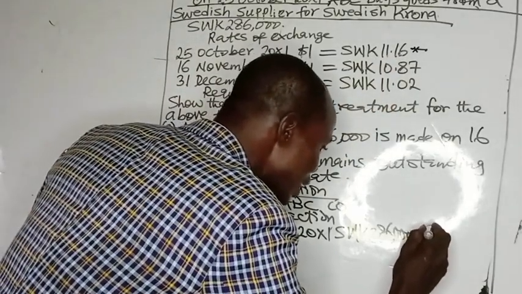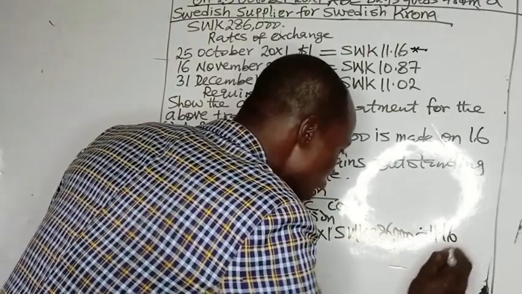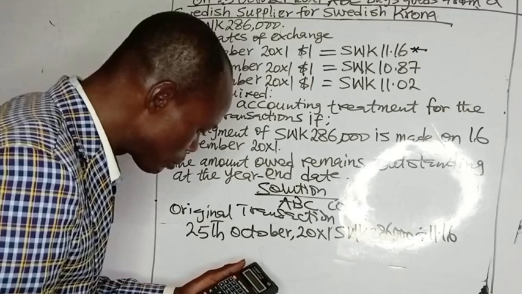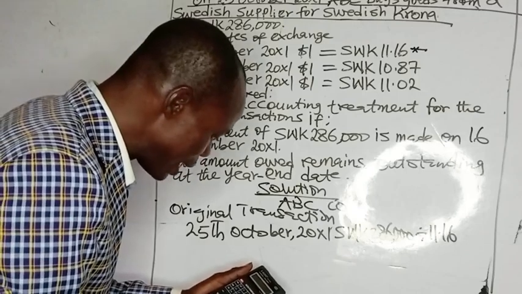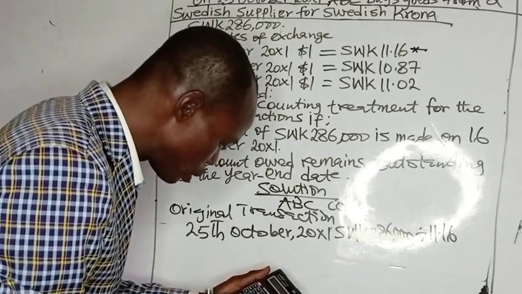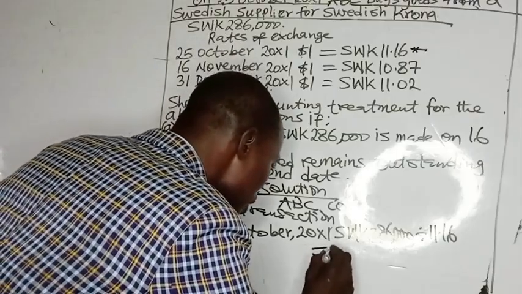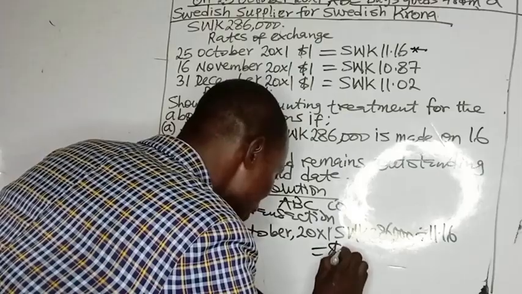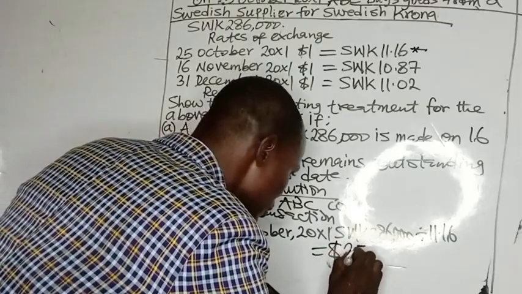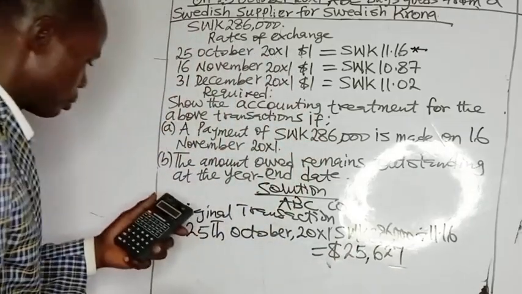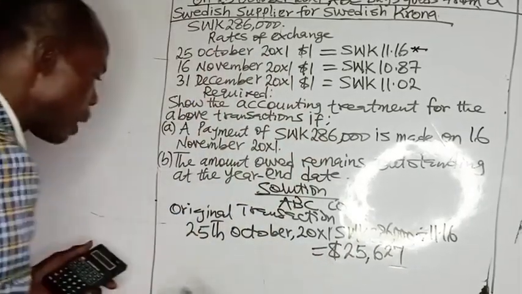Divided by 11.16 krona. 286,000 divided by 11.16. So you have $25,627. So what is the double entry?